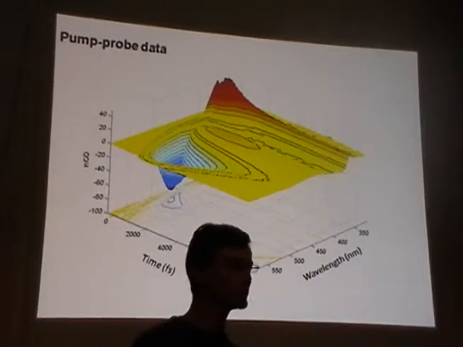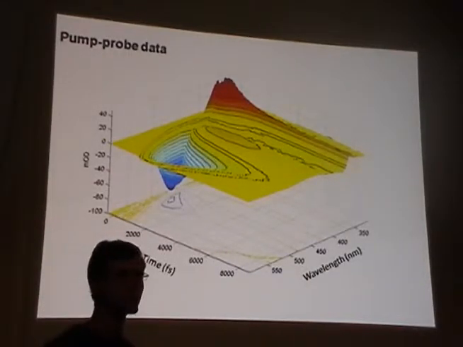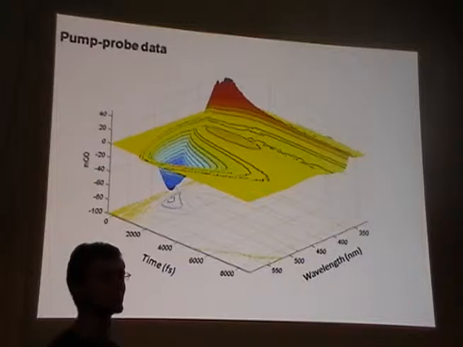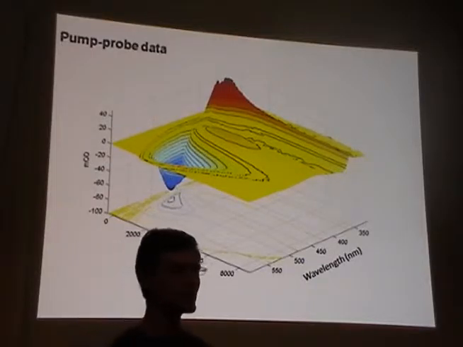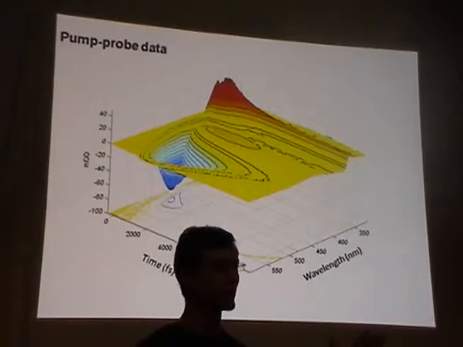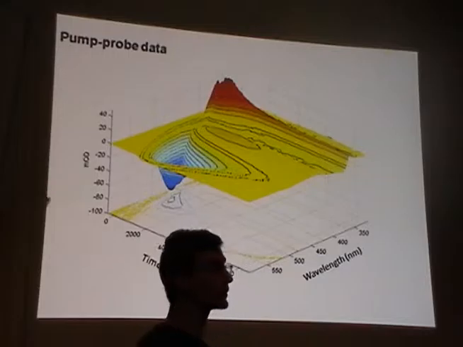So you have your difference absorption in milli OD as a function of your delay time and the wavelength. Okay, and now the question comes in, how do you interpret these spectra, because it's a combination of a whole bunch of processes that take place. I've mentioned only the three most important ones.